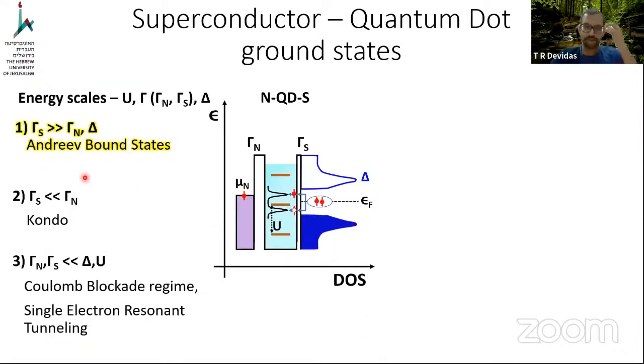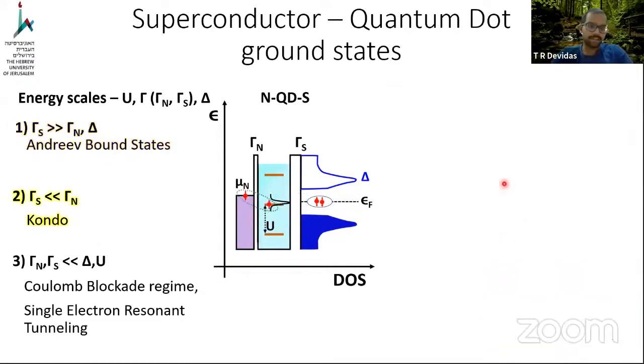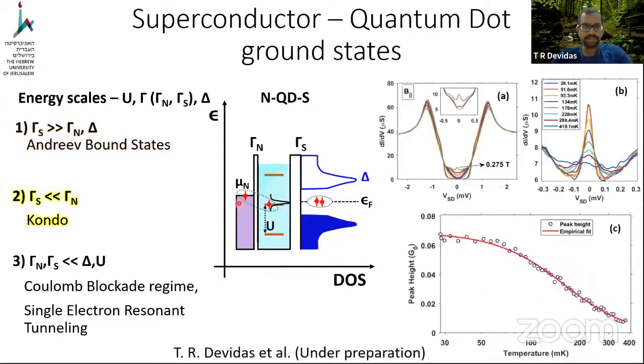Andreev bound states. So an NQDS system in our lab with Andreev bound states was reported by Tondweer, where you could see Andreev bound states in a system. In a recent work, we also observed that you could enter the Kondo regime in a similar NQDS geometry in van der Waals tunnel devices. The data is under more processing, but you can see that you have a logarithmic temperature dependence of the Kondo peak, which is a signature of a Kondo effect.